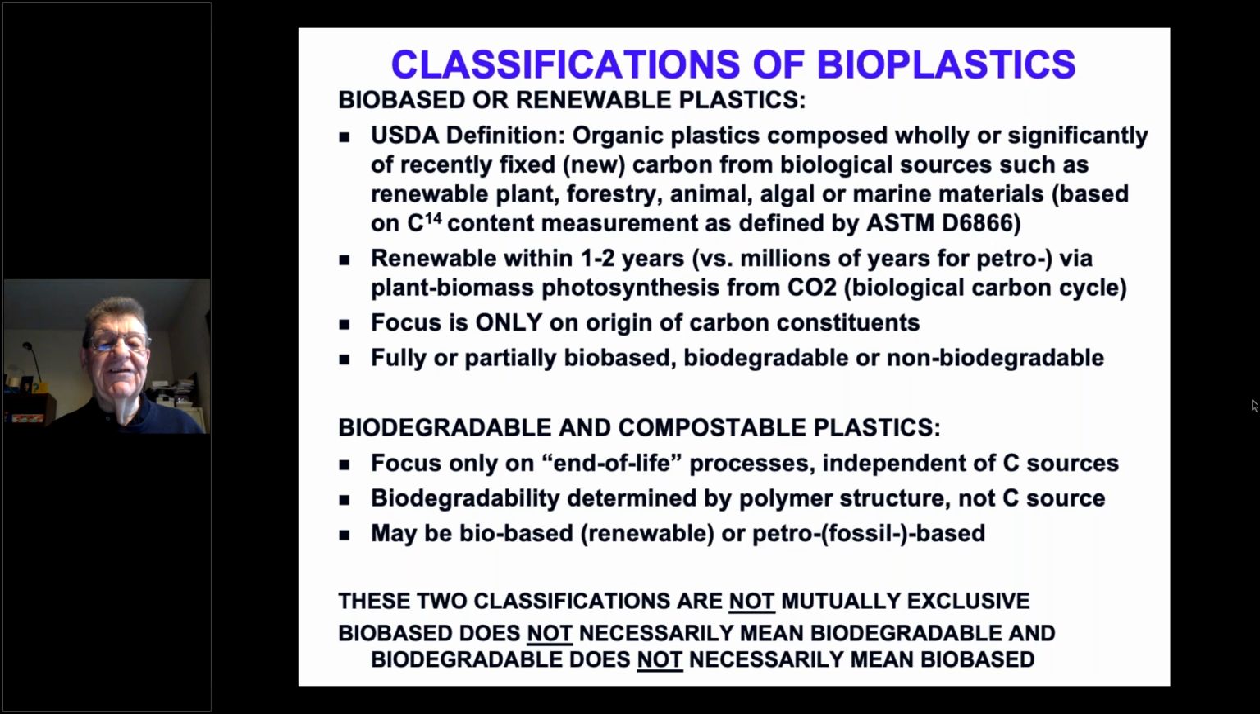The other big division is biodegradable and compostable plastics. So here the focus is only on the end of life process, nothing to do with the carbon sources. And biodegradability is determined only by the polymer structure. So these can be bio-based or they can be petroleum-based. So notice that these two classifications are not mutually exclusive, and bio-based does not necessarily mean biodegradable, and biodegradable does not necessarily mean bio-based. I want to emphasize that because there's a lot of confusion about this.